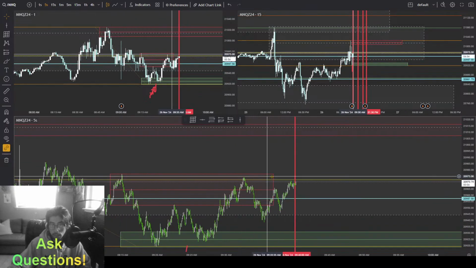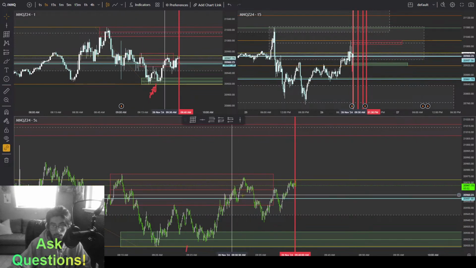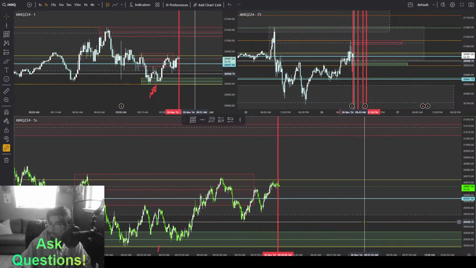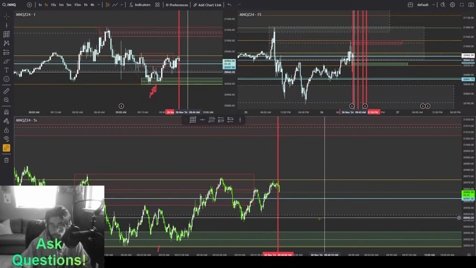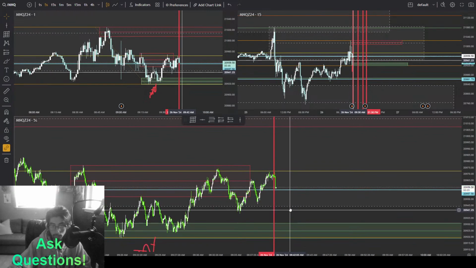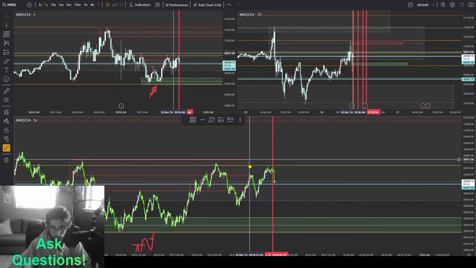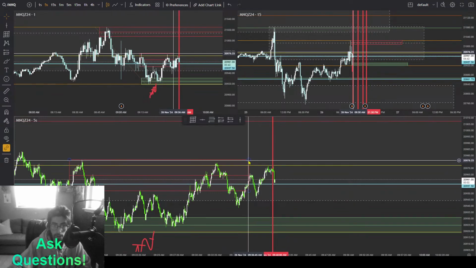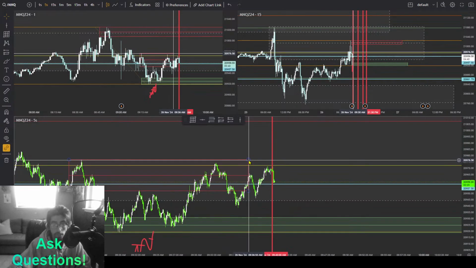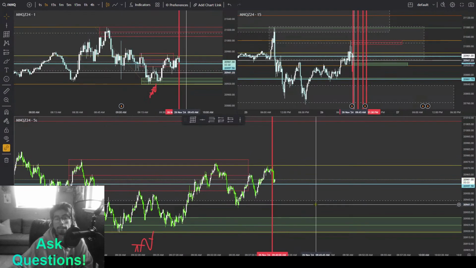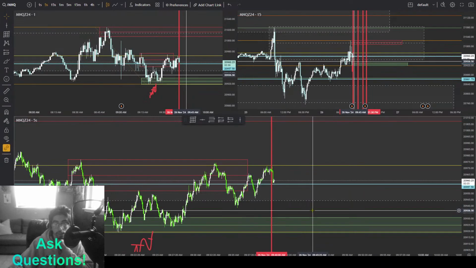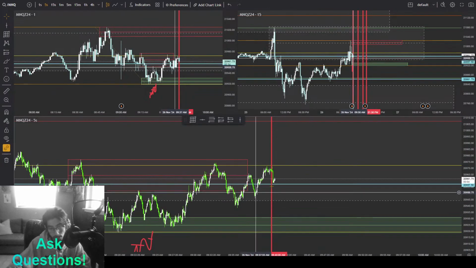I don't see anything. We still haven't broke this zone right here, this red zone. I'm afraid we might just range all day and that would suck. I hate when that happens. I'm just sitting here staring. And every 20 minutes feels like an hour because I'm on the 5 second time frame.